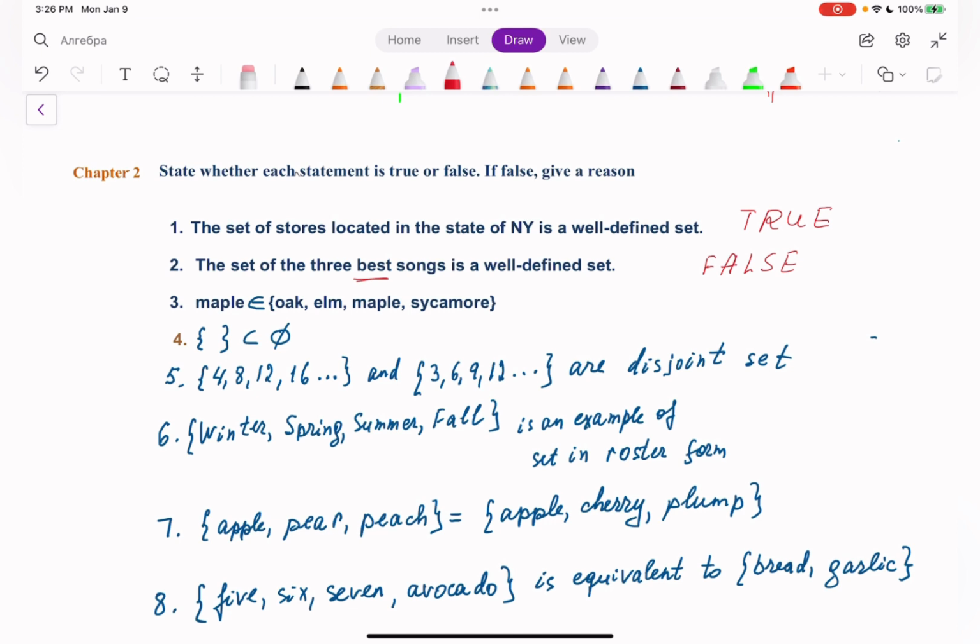Number 3, question number 3. Maple, this symbol means belongs to the set that has oak, elm, maple, how to spell it, sycamore. Okay. So maple is one of these elements, right? Which is making it true. It belongs to that set. Maple belongs to the set with the following elements.